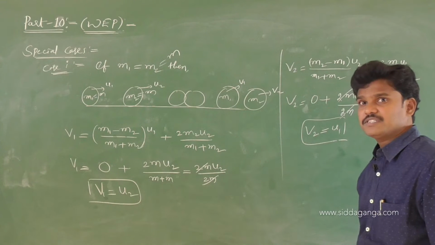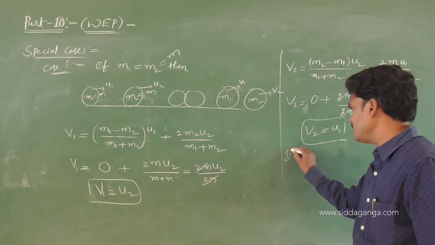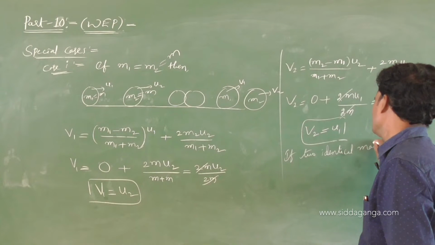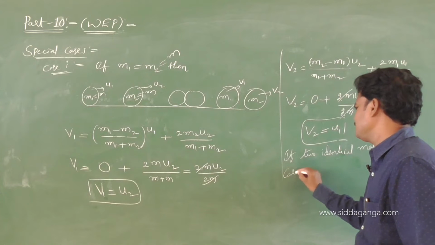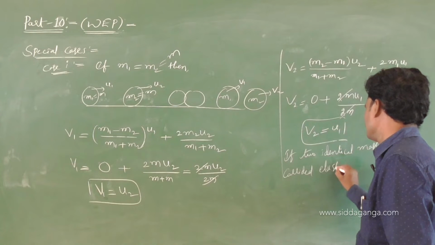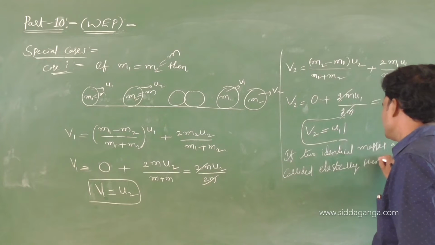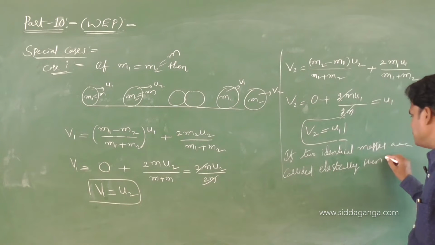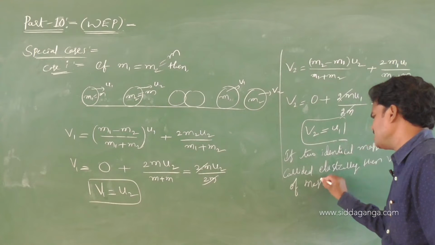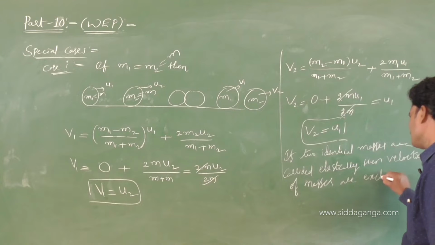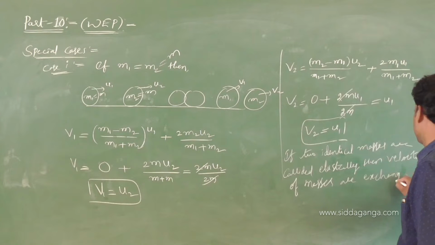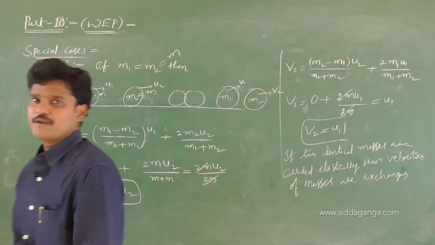So if two identical masses are collided elastically, then the velocities of the masses, meaning the bodies, are exchanged. Simple thing, very simple. Okay.